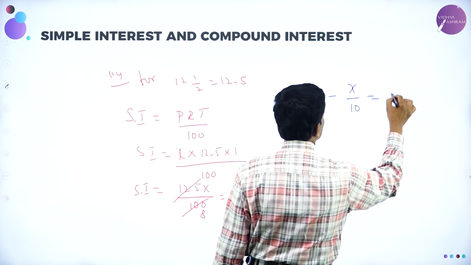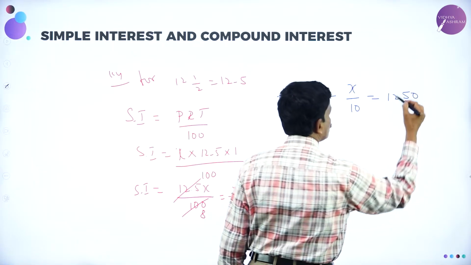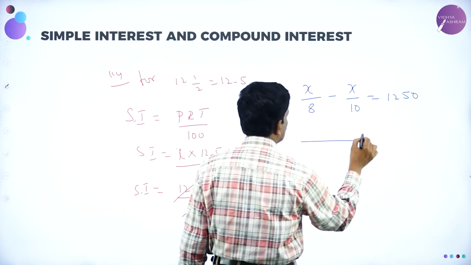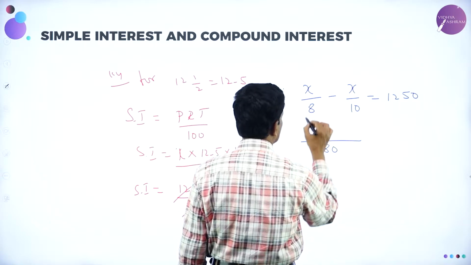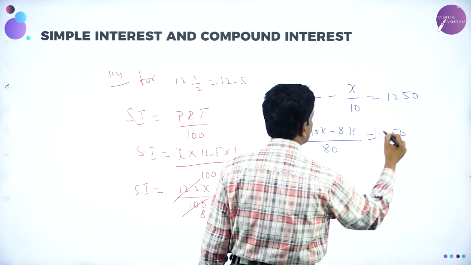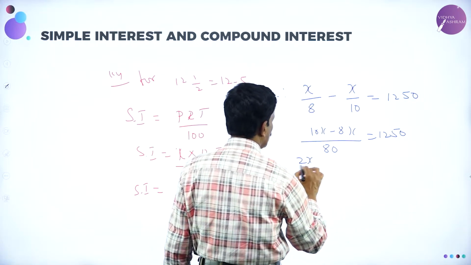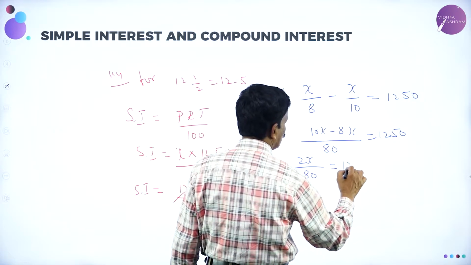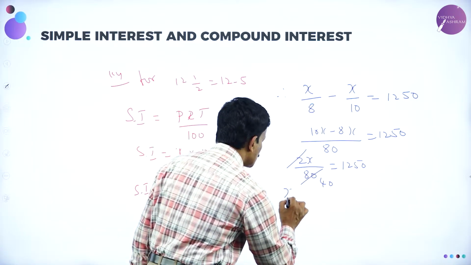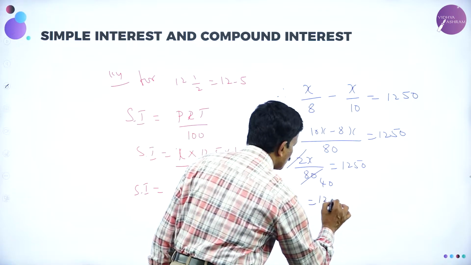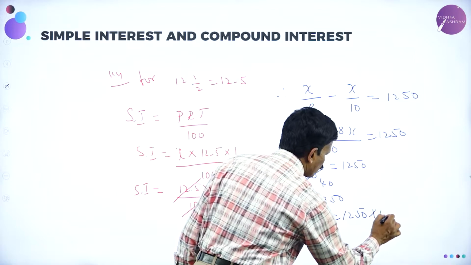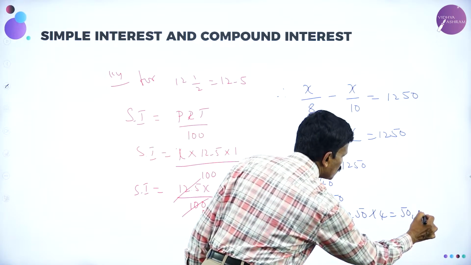This is equal to 1250. This is the given condition, right? Take LCM and simplify. 8 into 10 is 80. Cross multiply. 10x minus 8x is equal to 1250. That is 2x divided by 80 is equal to 1250, or x by 40. So x by 40 is equal to 1250. Therefore x is equal to 1250 into 40. This is equal to 50,000.